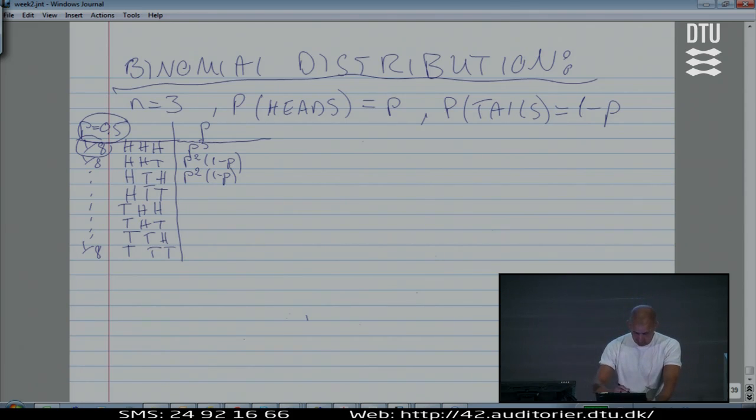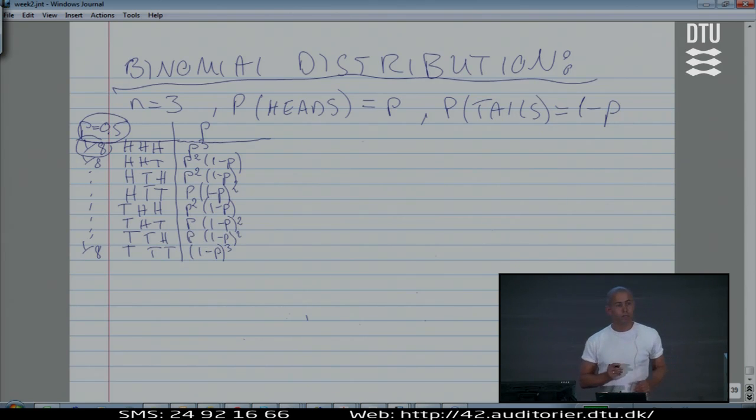Now we can continue. We have 1 head and 2 tails, again 2 heads and 1 tail, 1 head and 2 tails, 1 head and 2 tails, and at the end, the 3 tails outcome. These are the 8 possible individual outcomes, obviously adding up to 1.